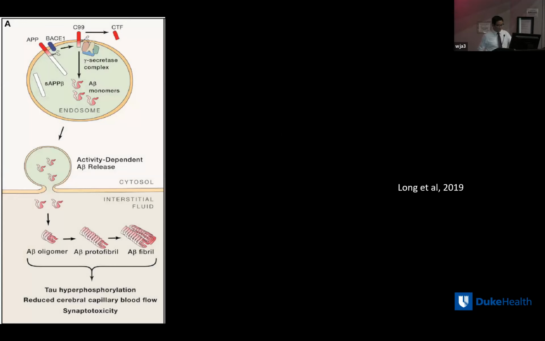So first, APP, amyloid precursor protein, is cleaved by BACE1, shown in these scissors here. It's cleaved again by this gamma secretase complex. Two parts are then separated: the C-terminal fragment that stays in the cell, and the A-beta monomers, which are transported out of the cell. These monomers continue to aggregate outside the cell and form those extracellular plaques made of A-beta, and specifically A-beta 42. For some reason, it leads to tau hyperphosphorylation, decreased blood flow, and synaptotoxicity.